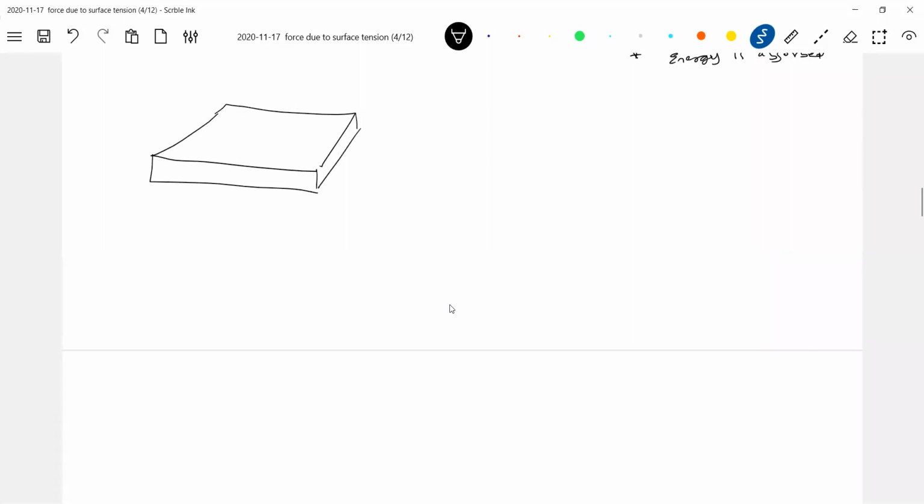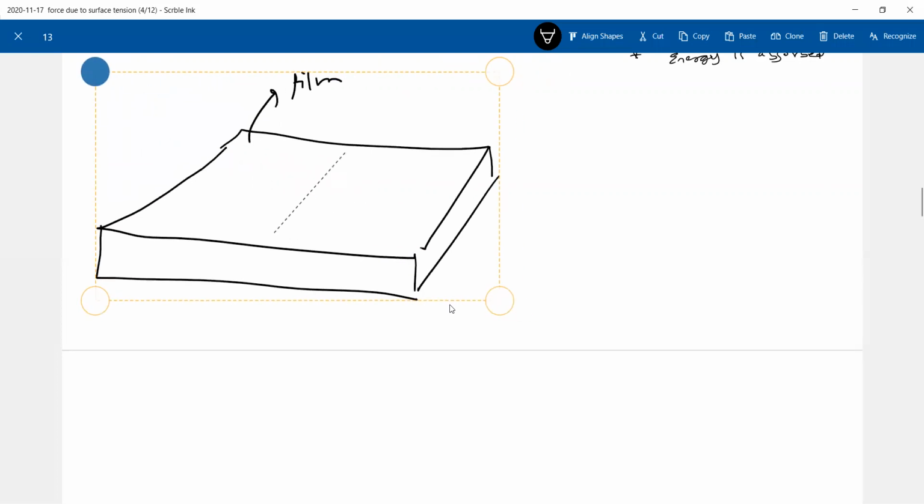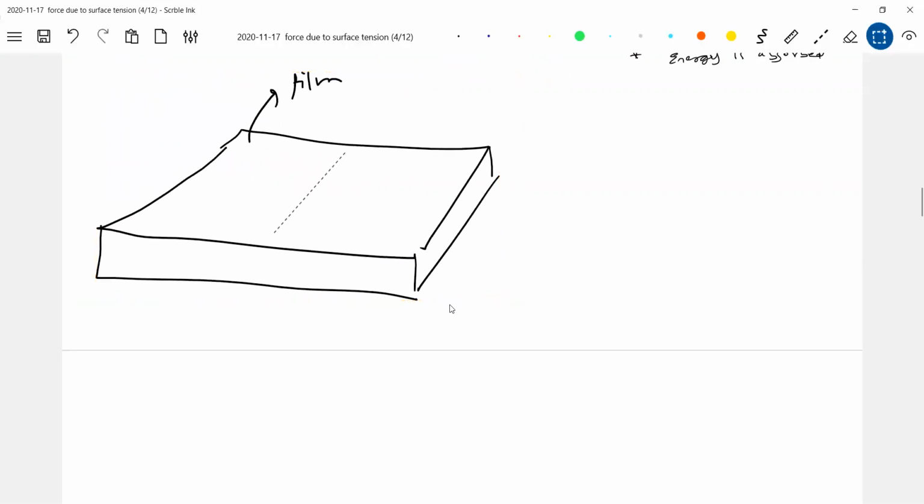Okay, there's a film. Tell me, like here I'll draw an imaginary line. Tell me how the molecules will exert force. So those molecules which are present here, I'll draw a bigger one. Let's have this one. Now this everything is what? The liquid.